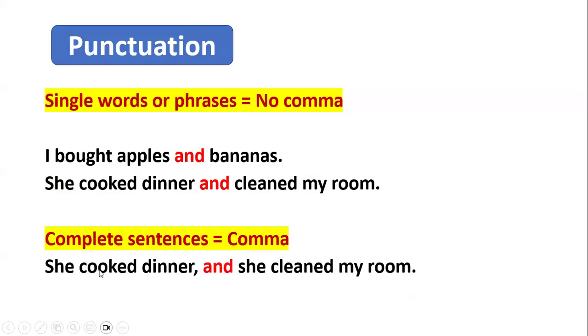Okay, now this sentence looks probably like this one, but if you look closely, you'll find that here and is followed by a she. So she cooked dinner and she cleaned my room. The only difference is that here I have a complete sentence right after and. So that's why I have to use a comma before and. Okay, so be careful with this.